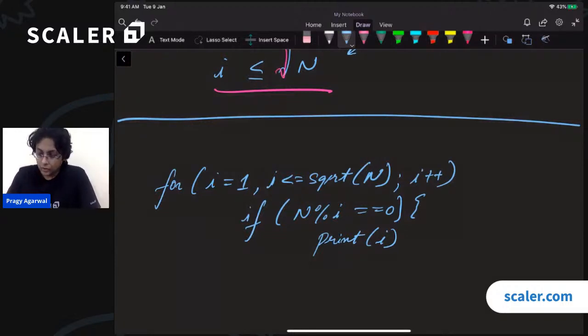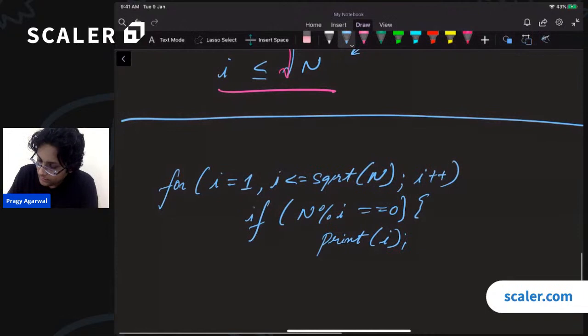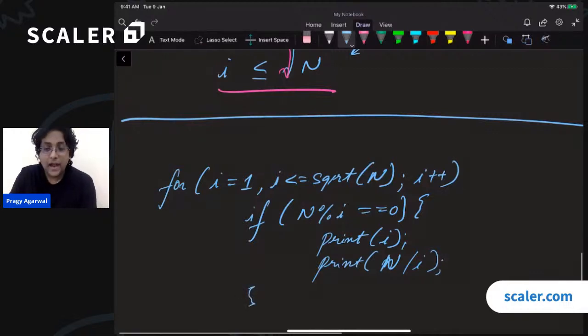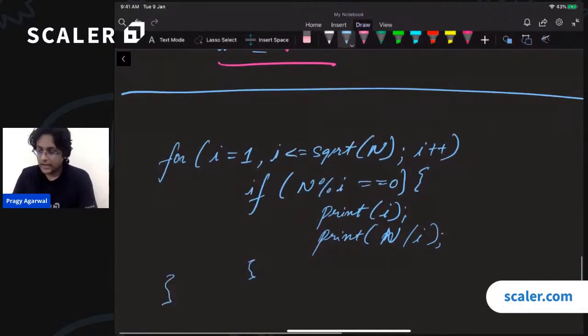But is that all? No, because I also have to print the other pair. Remember, we are only going through half the pairs now. So we also have to print the other pair. So I will also print n divided by i, right? And that will complete the list of factors. Is this part clear?